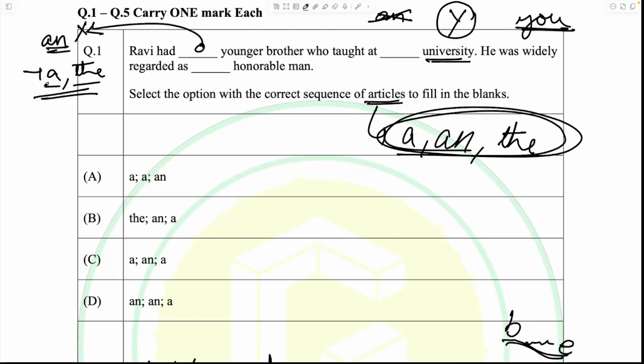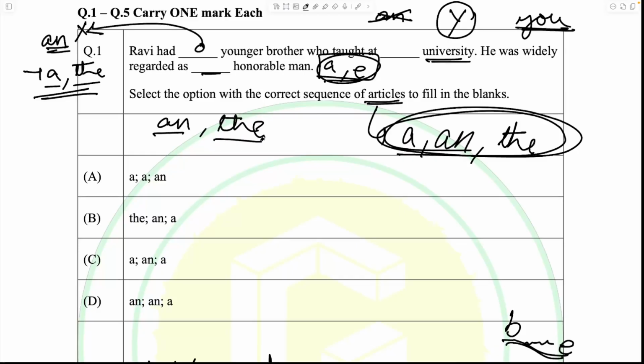He was widely regarded as blank honorable man, right? Now H is a consonant, we all know that, but the pronunciation of honorable, right? Honorable. It is more inclined towards your A and your E, right? Honorable. So that is why here there could be an or a or the, depending upon the context, right?